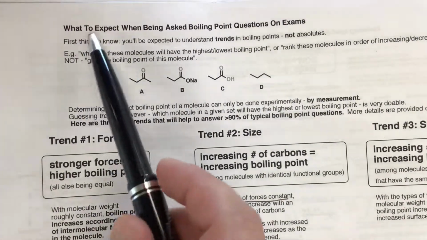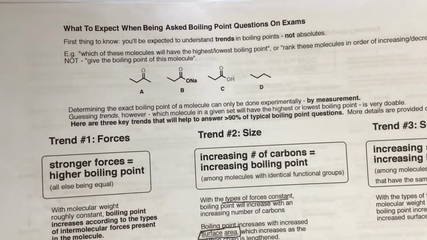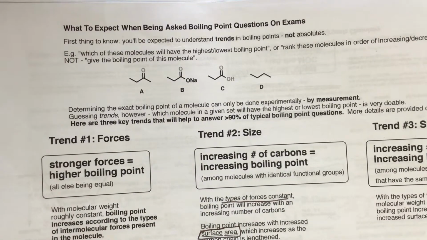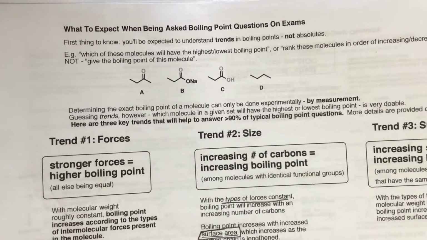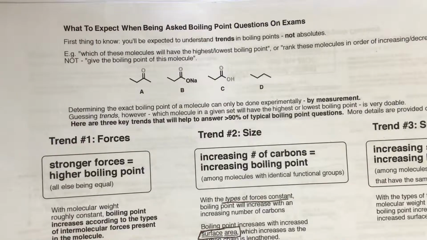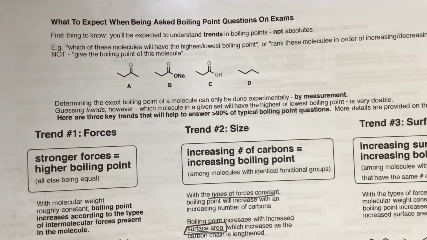So, what would you be expected to do on an exam? Well, you're expected to know trends in boiling points, not absolutes. There's no mathematics that we can use to determine the exact boiling point of different organic molecules. But we can make good guesses to order them from the smallest boiling point to the largest boiling point. If you want to determine the actual boiling point, you need to conduct an experiment. That's a laboratory procedure.